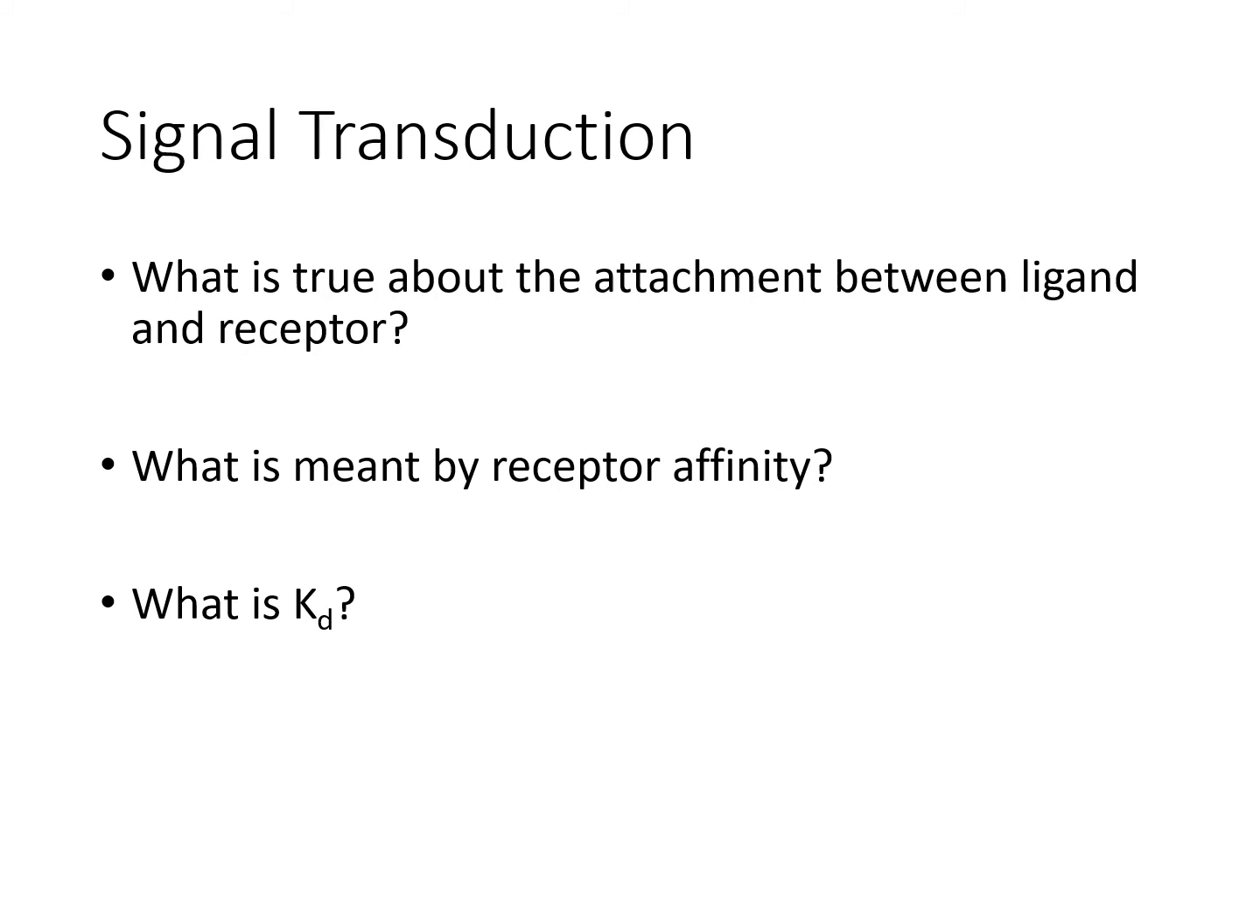If the receptor has low affinity, it will show a high Kd. That means the dissociation is higher than for the high affinity receptor.